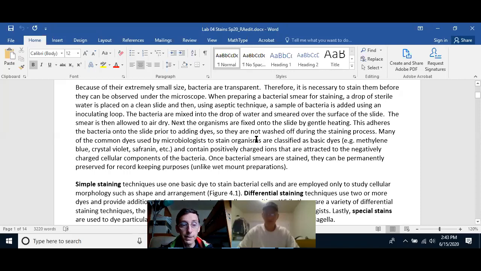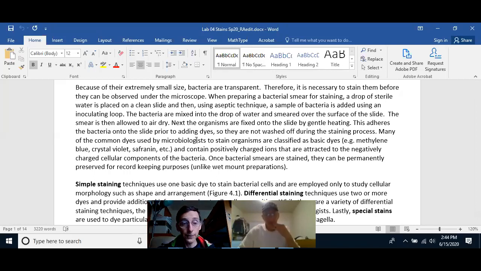And then allow the smear to air dry and then heat fix. Why we do the air drying and the heat fixing is that otherwise when we go to wash the slide, like in the staining process, if it isn't air dried and heat fixed, all the bacteria will just run off the slide. And if you air dry and heat fix, that will attach the bacteria to the glass of the slide, and then when we're washing, the bacteria don't run off.